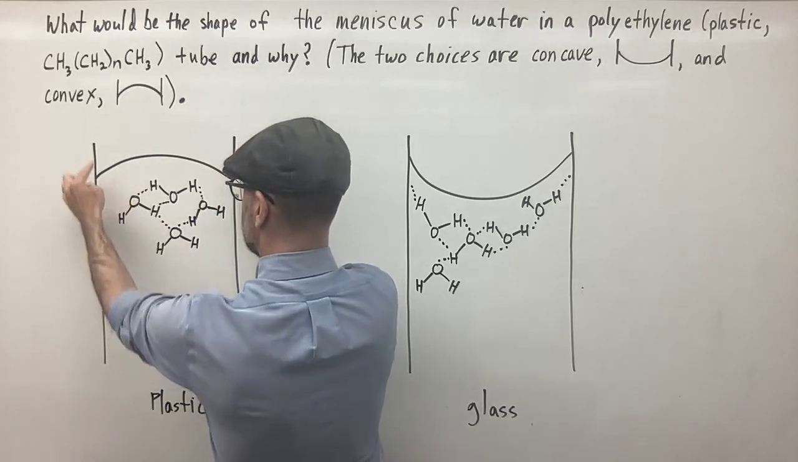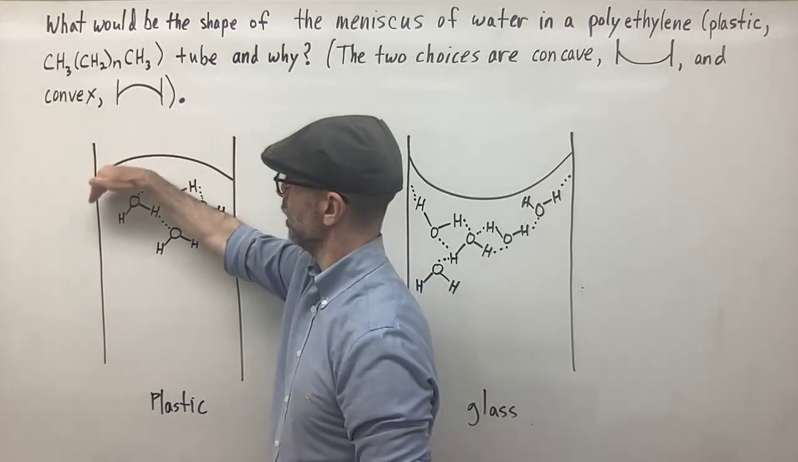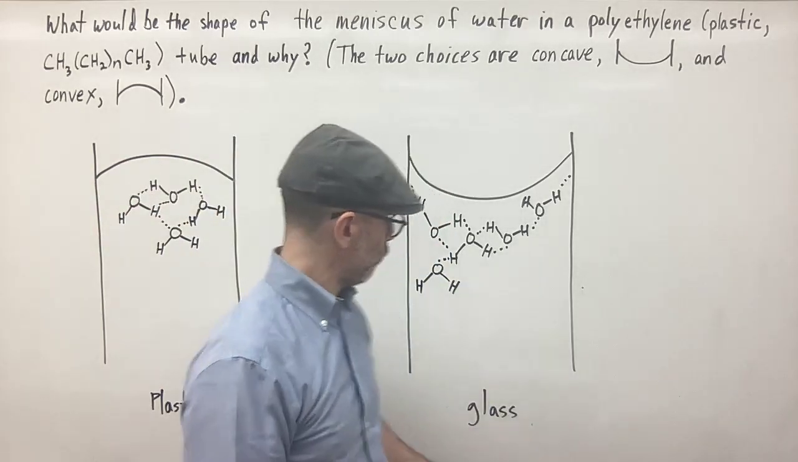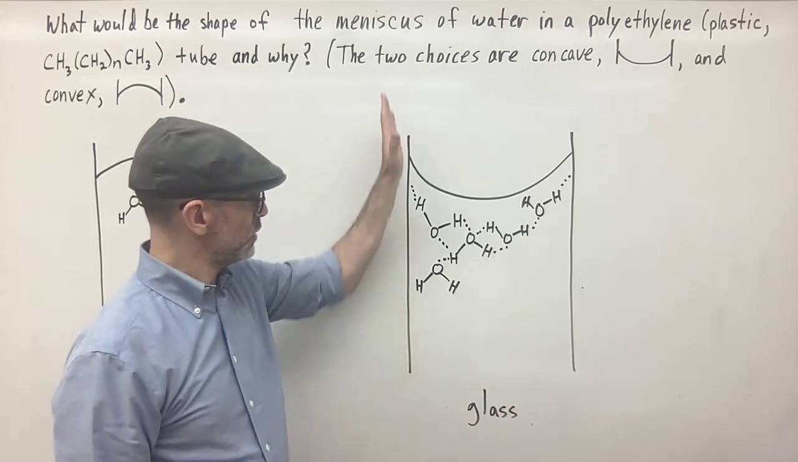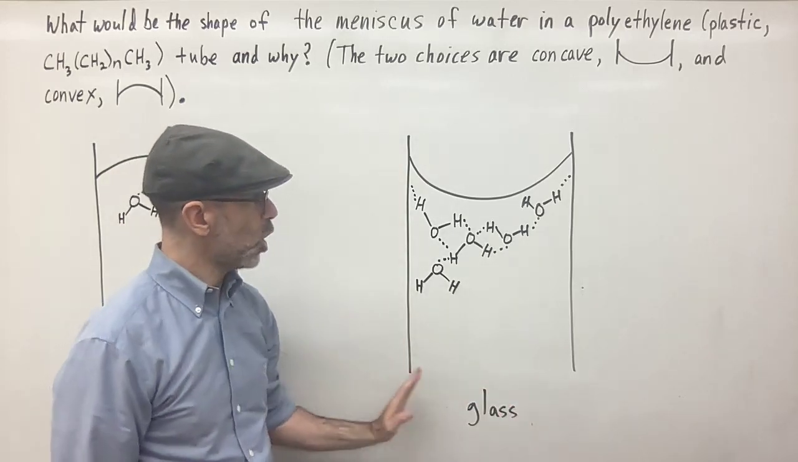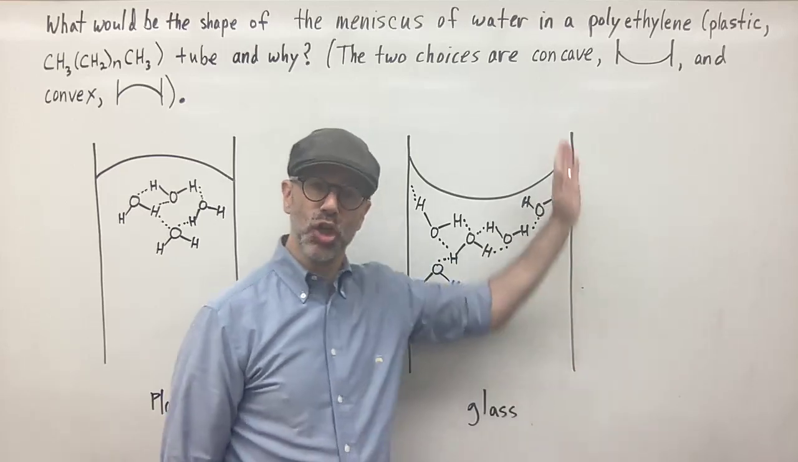They're not going to be much attracted to the tubing, so you get this concave shape of the meniscus. But if you go over here to the glass, glass is made up of silicon dioxide, among other things. This is going to have charged particles in it, so there's going to be some attraction here, some charge.